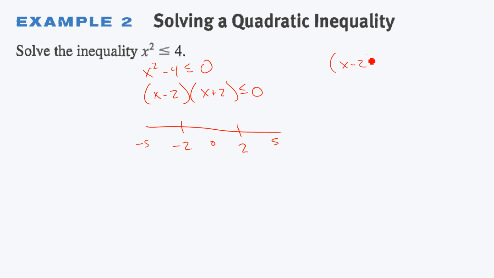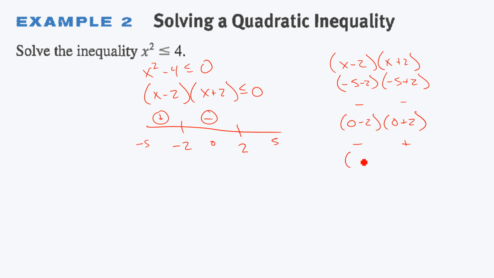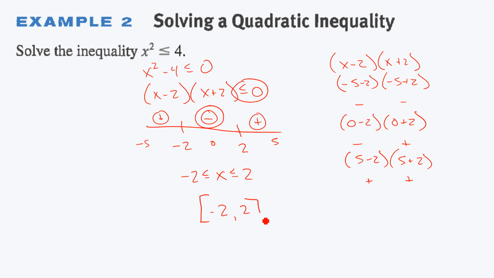So instead of x, plug in negative 5. And we get a negative and a negative, so that's a positive. If we plug in 0 minus 2 and 0 plus 2, that's a negative, that's a positive, so we get a negative. And if we plug in 5, 5 minus 2 is a positive, and 5 plus 2 is a positive, so that's positive. We need to be less than 0, so we only like this section. So we're going to say negative 2, less than or equal to x, less than or equal to 2, bracket negative 2, comma, positive 2.